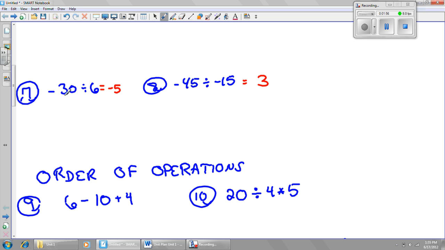This is an even number. 30 is an even number. There's only one negative. Listen as I read the problem. Negative 30 divided by 6. I said the word negative 1 time. I got a negative answer. That does not apply to addition and subtraction, only to multiplication and division. Here I see negative 45 divided by negative 15. I said the word negative twice, an even number of times, therefore my answer was positive.